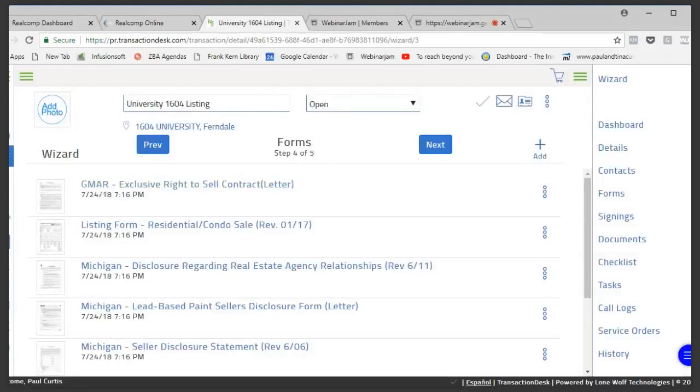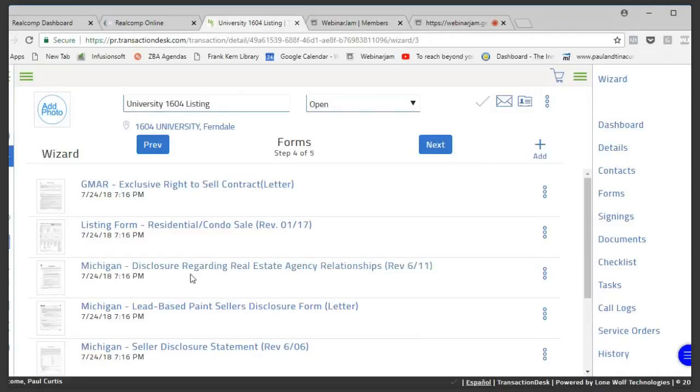This happens to be a GMAR form, exclusive right to sell contract, and this is the letter size. That way it's legible. If you do the legal size, it's not really legible when you print it. So exclusive right to sell, or ERTS. Listing form, this is from Realcomp, and this is a good form to take with you or have on the computer. One of the reasons is it'll help you remember everything you need for this listing, that you need to know room sizes, that you need to know what type of heating there is, things like that.